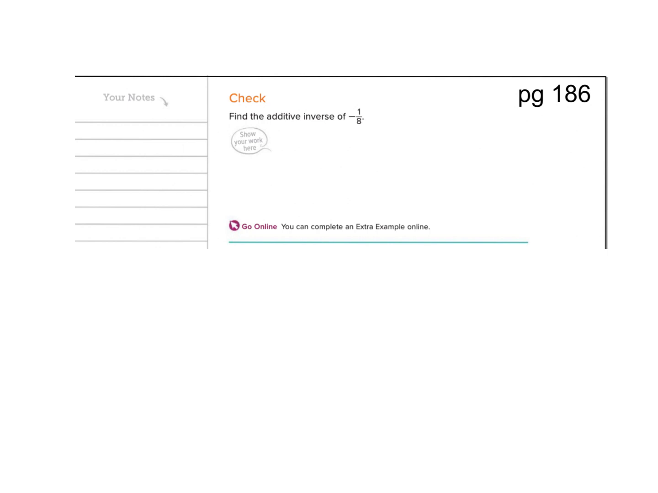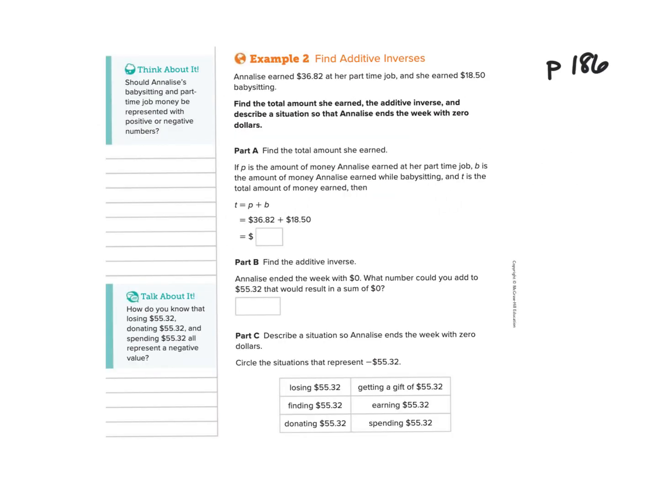All right, if you flip to page 186, this shouldn't be difficult. It says find the additive inverse of -1/8. So what could I add to -1/8 that would give me 0? So -1/8 plus something is 0. Well, its additive inverse is +1/8. Because if you put those together, if you add them, you get 0. All right, let's go to page 186, example 2. I'd like you to take a second to read through the problem for example 2.